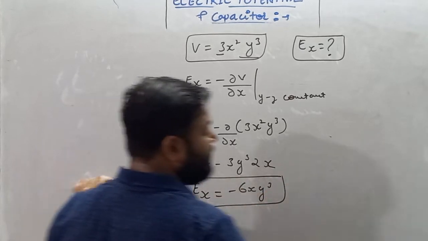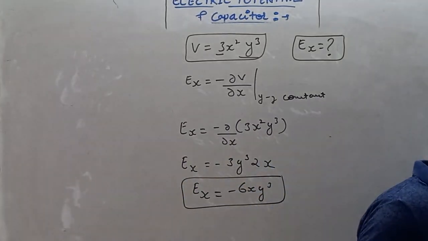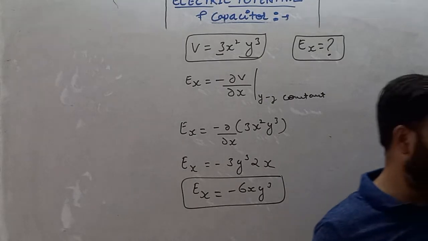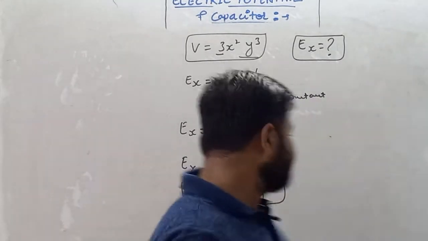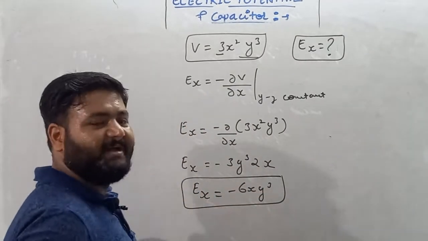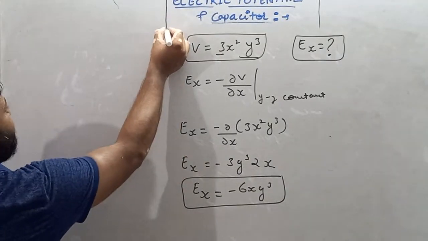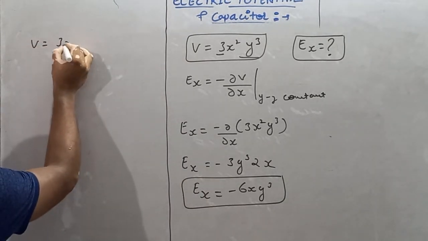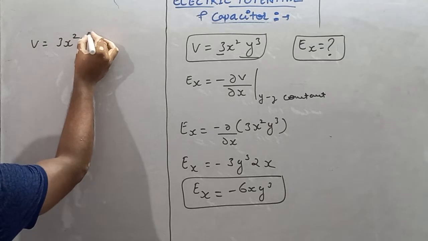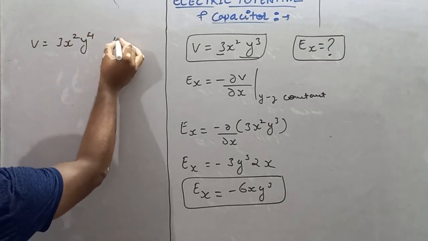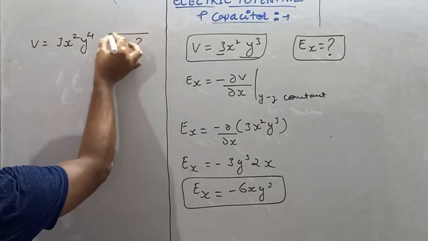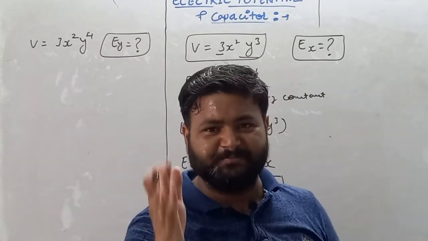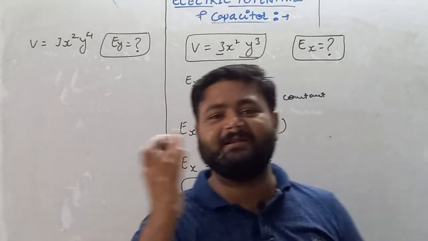This is how we have to perform partial differentiation. Let us take one more example. Let's suppose we have a value of potential, say 3x raised to power 2 y raised to power 4, and we have to find electric field along y-axis. Now see, if we wish to find electric field along y-axis, it means the particle is moving only along y-axis.